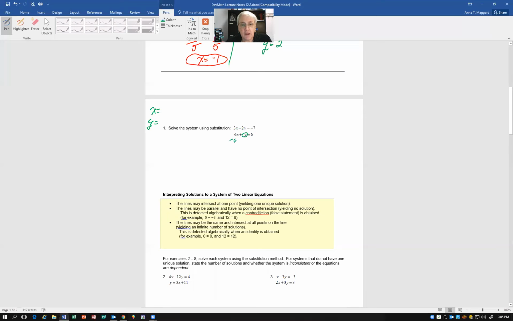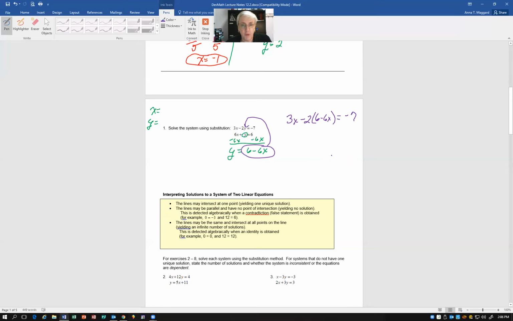This is going to be really easy to rearrange so that it just says y equals. I can do negative 6x plus 6 or 6 minus 6x. It doesn't matter which way. And then I will take this, put it in the other equation in place of the y. So I'll have 3x minus 2, and in the parentheses, I'll put this entire piece, equals negative 7.